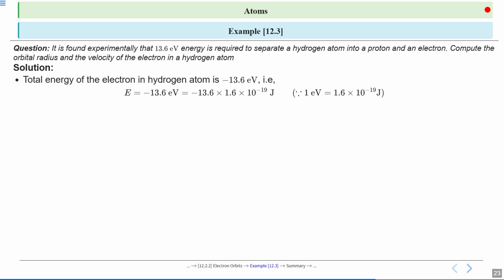Okay, so negative energy indicates the electron is bound to the nucleus. After multiplying, we find the total energy of the electron is negative 2.2 times 10 to the power minus 18 joules. This value will be used in the next steps to calculate the orbital radius and the velocity.